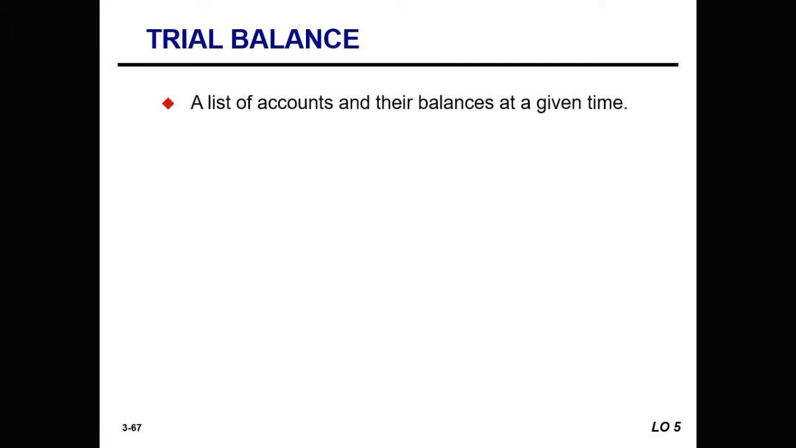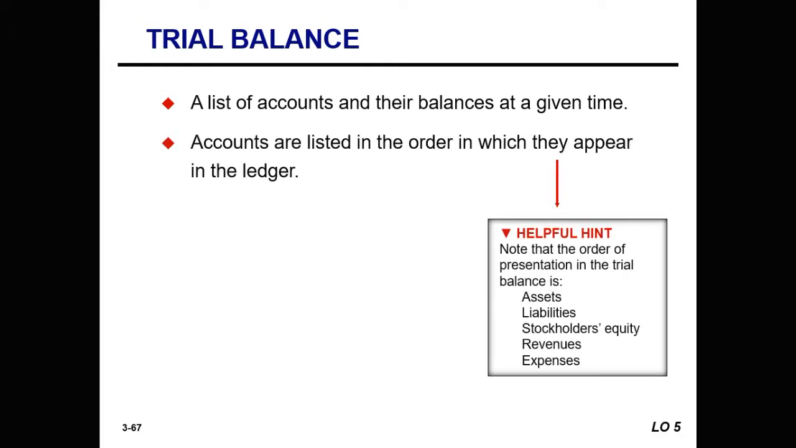So the trial balance. This is an integral part of the accounting process. It is a list of accounts and their balances at a given specific point in time. The primary purpose of the trial balance is to prove the mathematical equality of debits and credits after posting. The accounts are listed in the order in which they appear in the ledger. The order of the presentation in the trial balance should be assets, liabilities, stockholders' equities, revenues, and expenses.